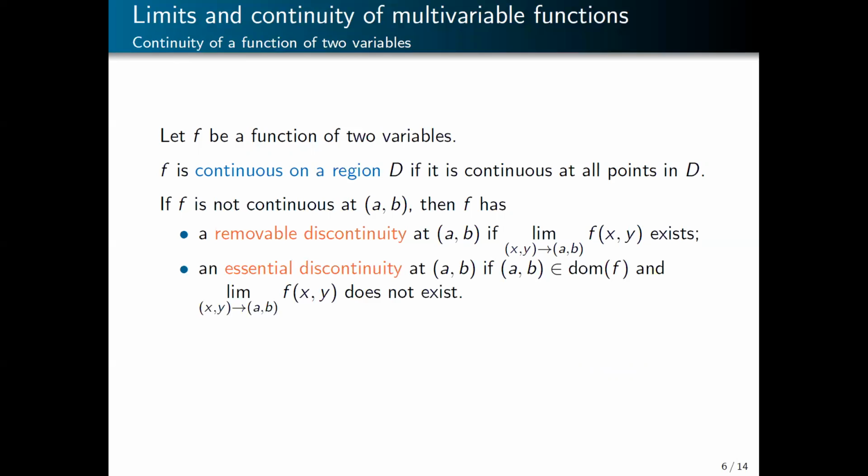Second, the limit of f as (x, y) approaches (a, b) does not exist. In this case, we say that f has an essential discontinuity at (a, b). Visually, this means that the graph of f corresponding to any open disk around (a, b) is not an unbroken surface and cannot be obtained by simply deleting or moving a point from an unbroken surface. There are many ways for this to happen. We shall not focus on these here.